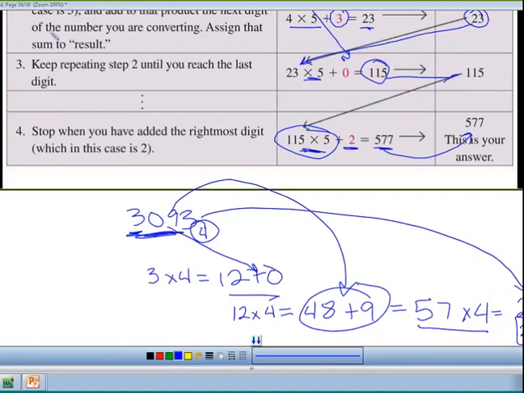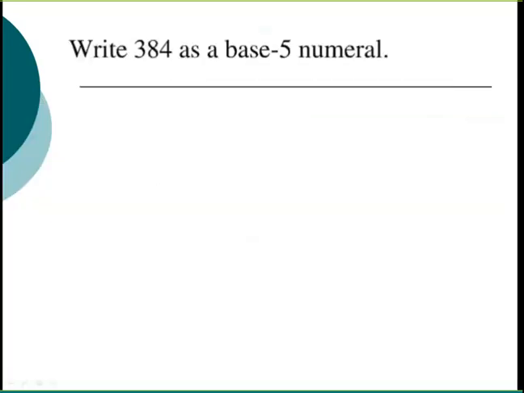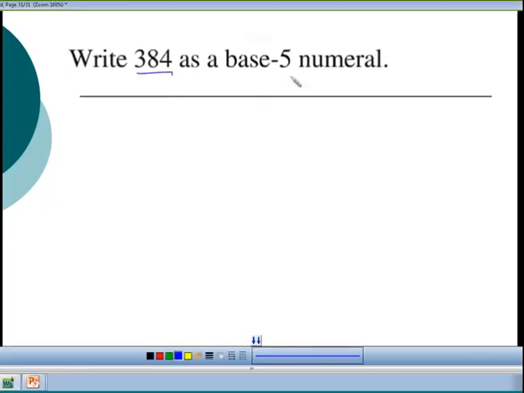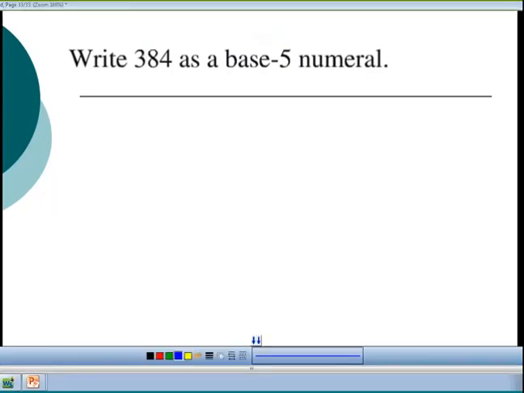So let's take a look at our next concept. We're going to write 384 as a base 5 number. This is just 384 right now, the way that it's written, and we want to write it in base 5. The way to convert a regular number into a different base, as we've discussed before, is to take our number and divide it by our base. So we've got 384, and we're going to keep doing division with 5.